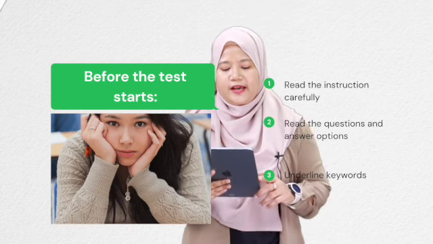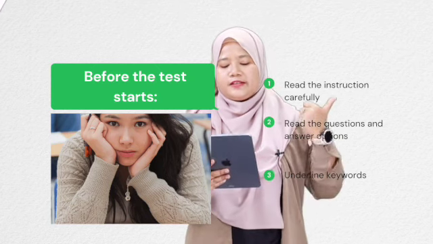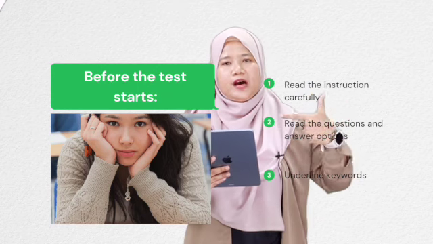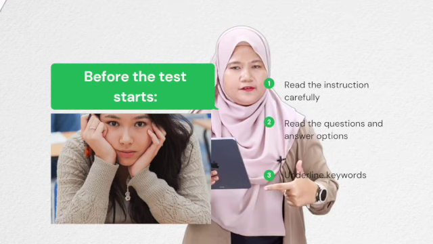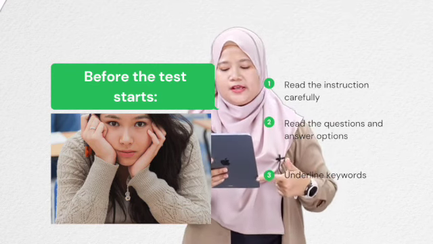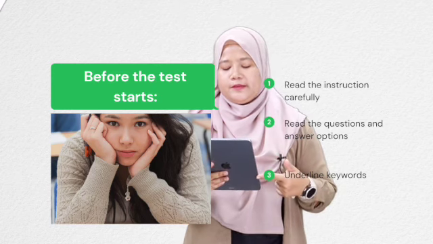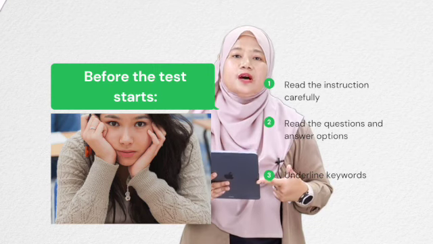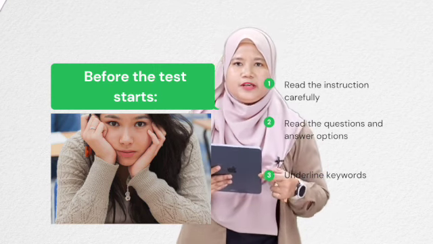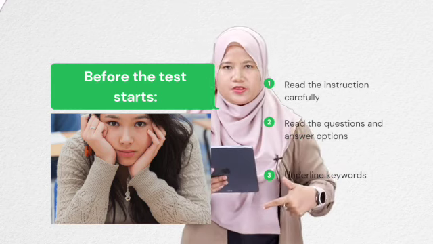Once you have read the instruction or rubrics, second, read the questions and answer options, the A, B, C. Not to read carefully yet, just read quickly. You have to do this quickly because it gives you a general idea of the recording that you are going to listen to.